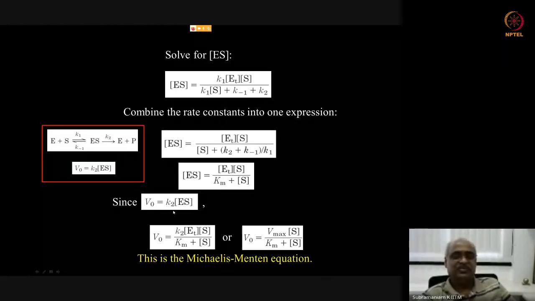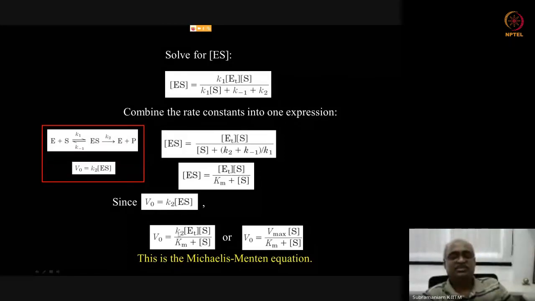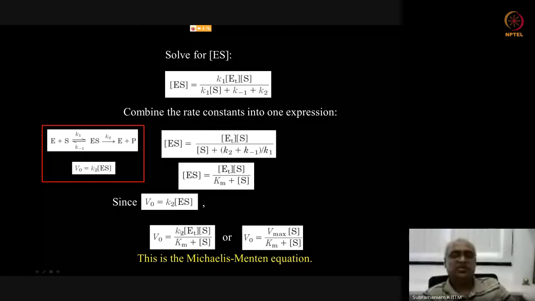Since V0, just to remind, is K2 times ES, and ES is this, you multiply this with K2 to get V0, going by this relationship. So V0 equals K2 ET S divided by Km plus S. Now we know ET is the maximum enzyme available, so Vmax will directly be dependent on ET. At that point, when the substrate concentration is very, very high, you are going to ignore the Km component there. Therefore, K2 ET is what will be Vmax. So you substitute this K2 ET with Vmax, then you get the Michaelis-Menten equation, which is V0 equals Vmax S divided by Km plus S.